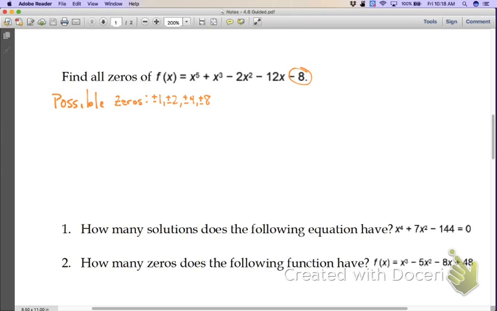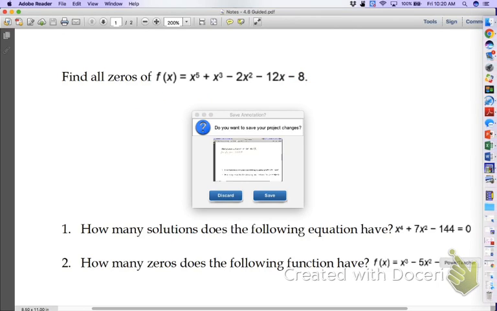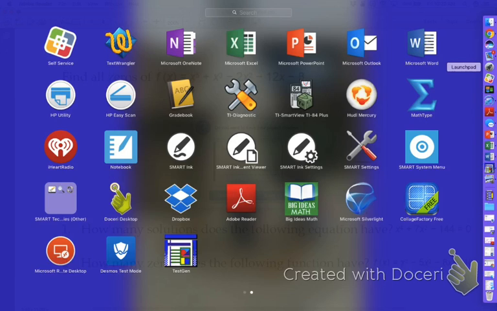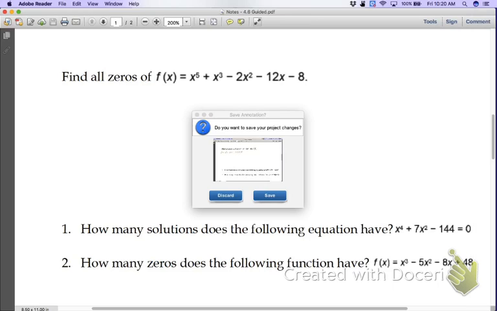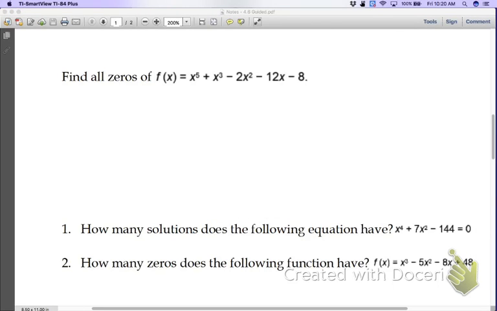Now, if you have a graphing calculator and we have x to the 5th plus x to the 3rd minus 2x squared minus 12x minus 8, I would go to your graphing calculator and plug it in and look at the picture. That's going to make things a lot easier because the picture is probably going to tell you where to look, so you don't have to worry about trying, in this case, 8 different values.